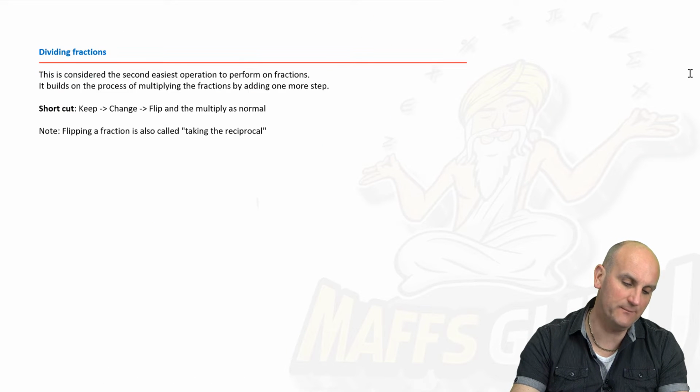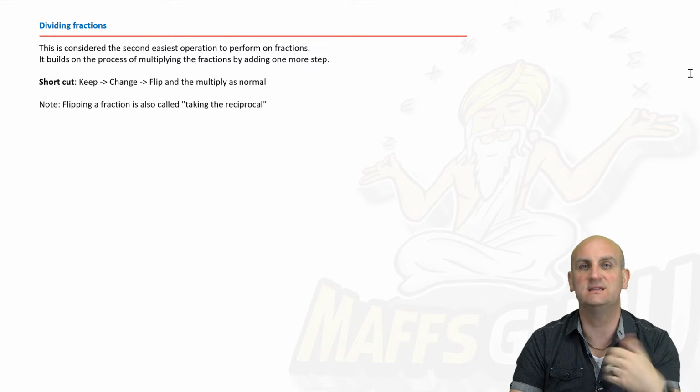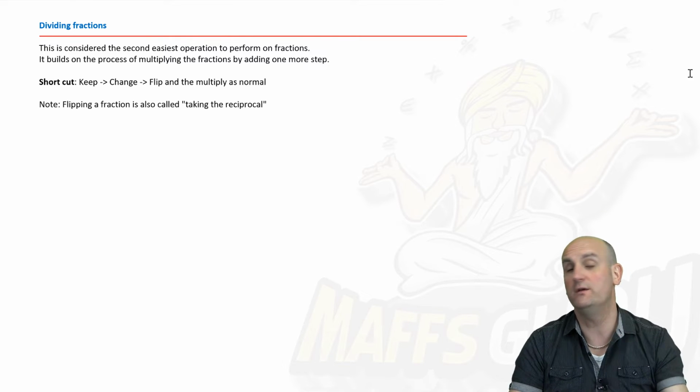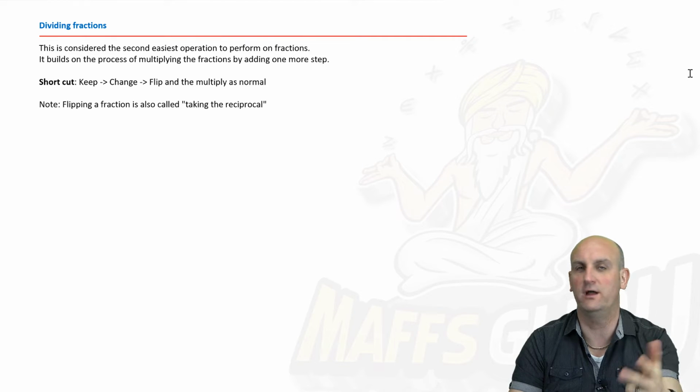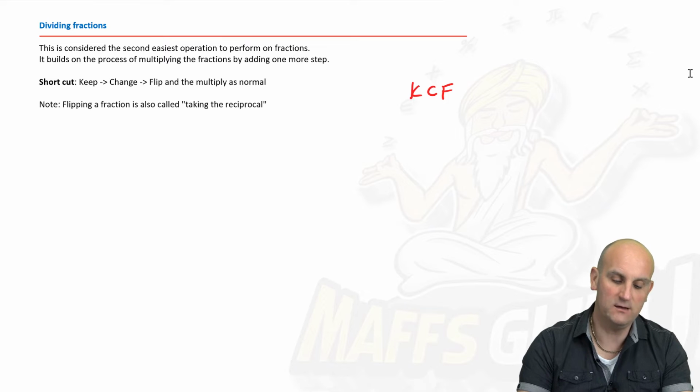Dividing fractions, absolutely awesome. Why? Well, it's the next one. It's the one that's a little bit more challenging, but it isn't, because it is keep, change, flip. Or for those of you who teach me Kentucky chicken that's fried, whole new discussion. So I'm going to write keep, change, and flip.